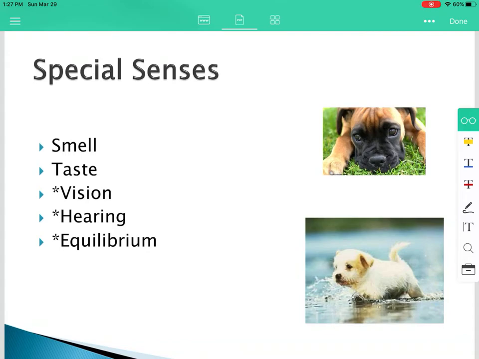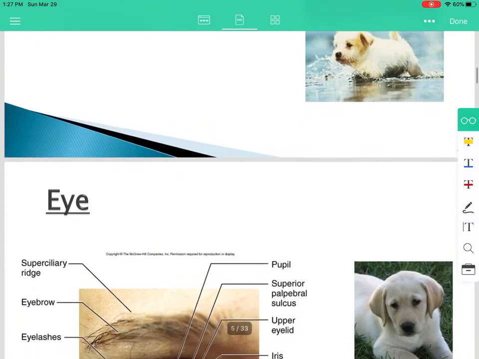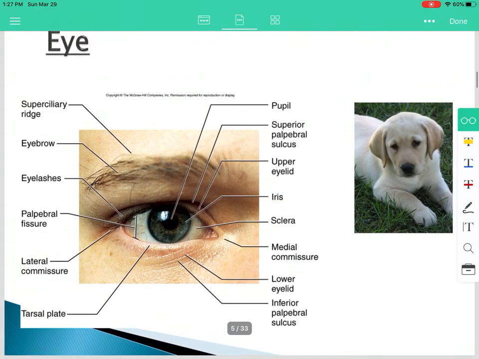All right, here are our special senses. We're going to be talking about vision and the ear. You'll notice the cute dog pictures. I always feel like at this point in the semester, or towards the end of the semester, some cute dog pictures can cheer us up a little bit.